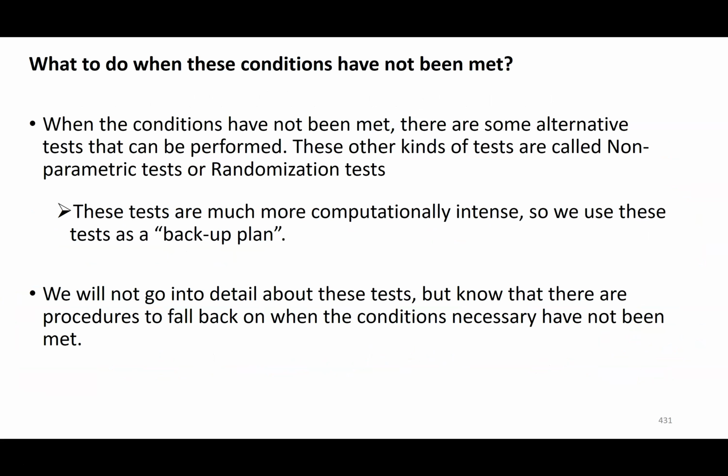So when these conditions have not been met, there are other methods we can use. We have things like non-parametric methods, we have randomization methods. We're not going to cover them in ST201, but just know that this is a backup to those first set. If I don't meet all the conditions, for example, I don't know the population standard deviation, and then I don't meet the conditions for the T methods, there is a backup method for that.